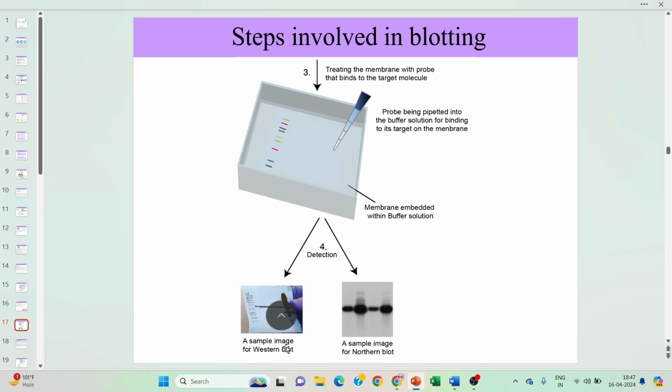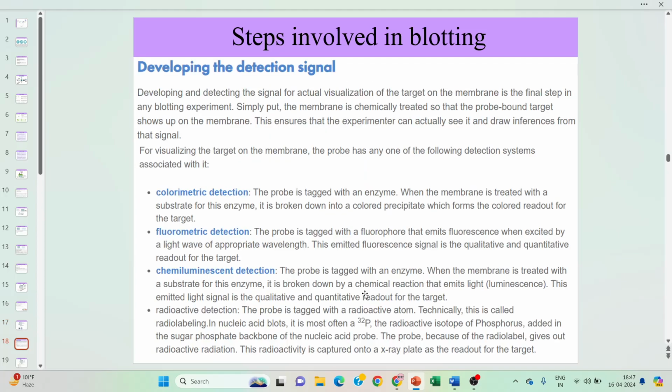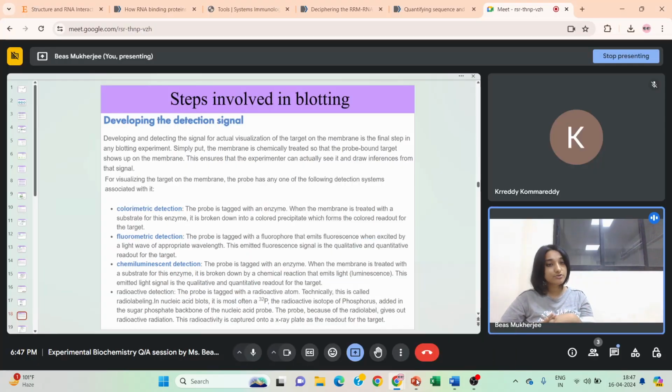After that you will be able to see the image for Western blot and sample image for Northern blot. So this takes a lot of time, and if you start today afternoon, you are going to complete this by the next day afternoon or morning. Okay, so how do we see the signal? Just now we saw in the figure that we could see the signal, right, in Western and Northern blot. So how do we see the signal?